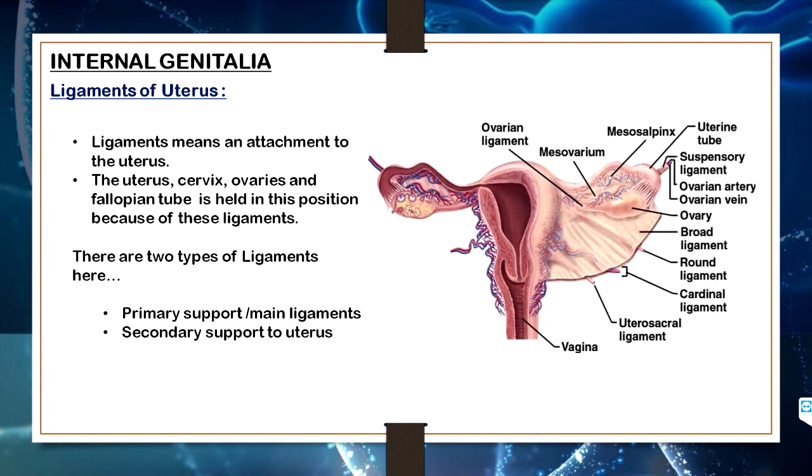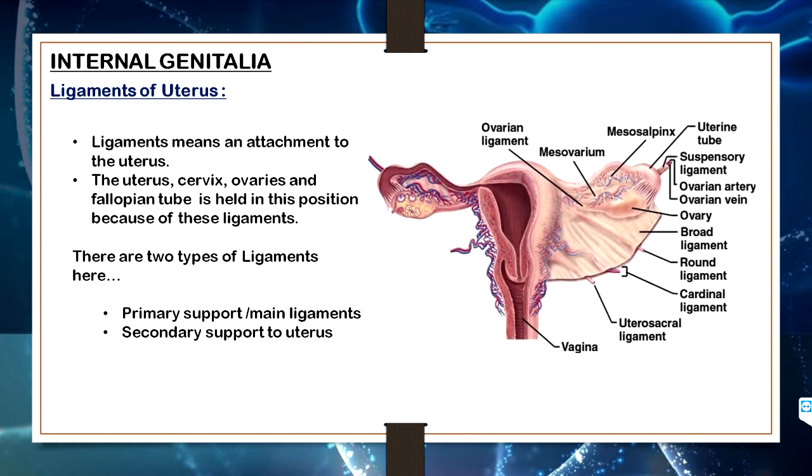Now we will discuss the ligaments of the uterus. Very important questions have been asked about the ligaments of the uterus. A ligament of the uterus means an attachment to the uterus. Because of these ligaments, the uterus, cervix, ovaries and fallopian tubes are held in position. So these ligaments are very important. Later, when we discuss prolapse of the uterus, we will tell you why, when these ligaments become loose, uterine prolapse happens.